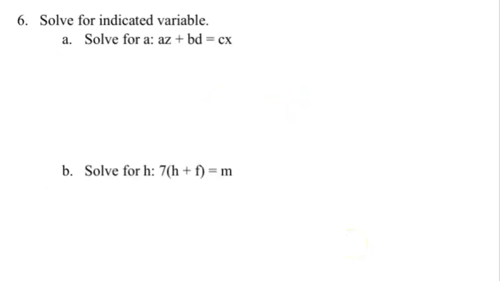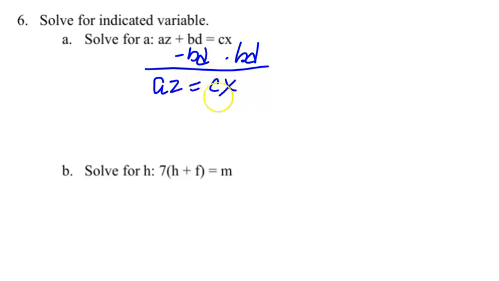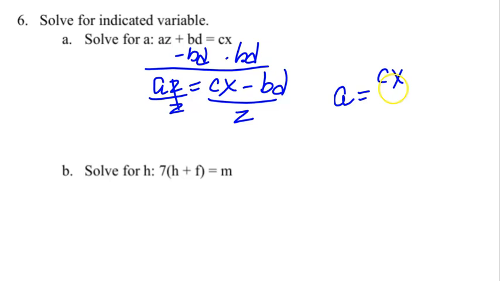Next, question 6, solve for the indicated variable. So here we want to solve for a, so we have to get the a by itself. I don't want this bd here, so I'm going to subtract bd on both sides. And now I have az equaling cx minus bd. And to get a by itself, I divide everything by z. And my answer, a is going to equal cx minus bd all over z.